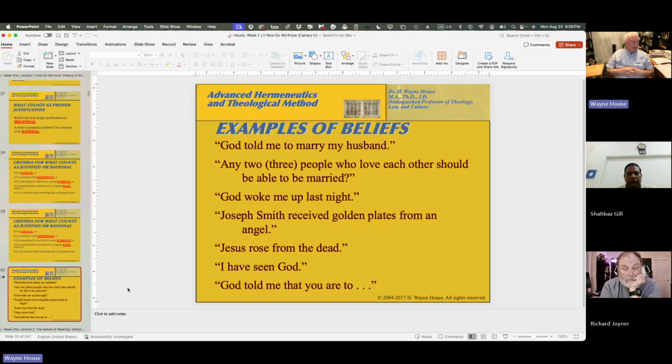God woke me up last night. Here's a good one. Joseph Smith received golden plates from an angel. So you have to look at statements like this. And here's another one. Jesus rose from the dead.